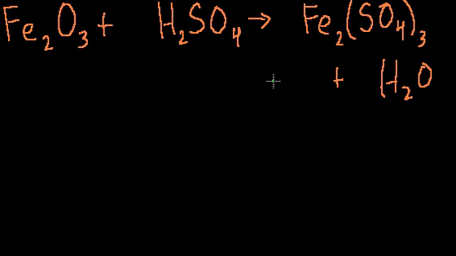So this one looks all hairy. I have this iron oxide plus sulfuric acid yields all this hairy stuff. But the key here is to realize that this sulfate group stays together, right? You have this SO4 there, and you have this SO4 there. So to really simplify things for our head, you can kind of treat that like an atom. So let's make a substitution. We'll substitute that for X.